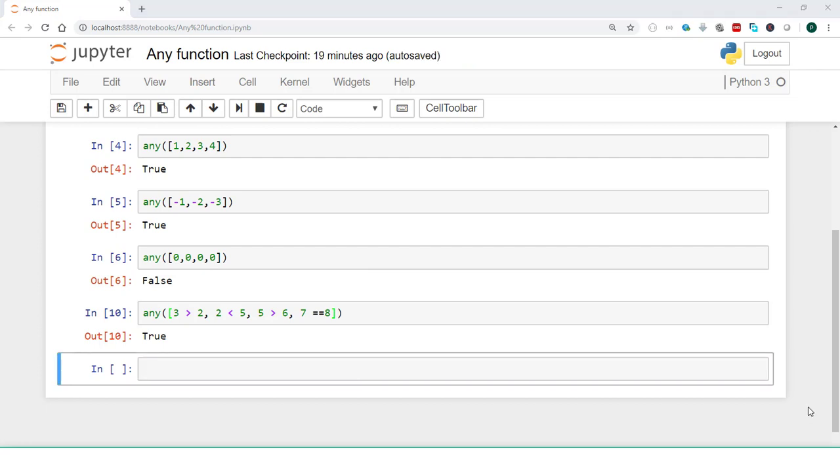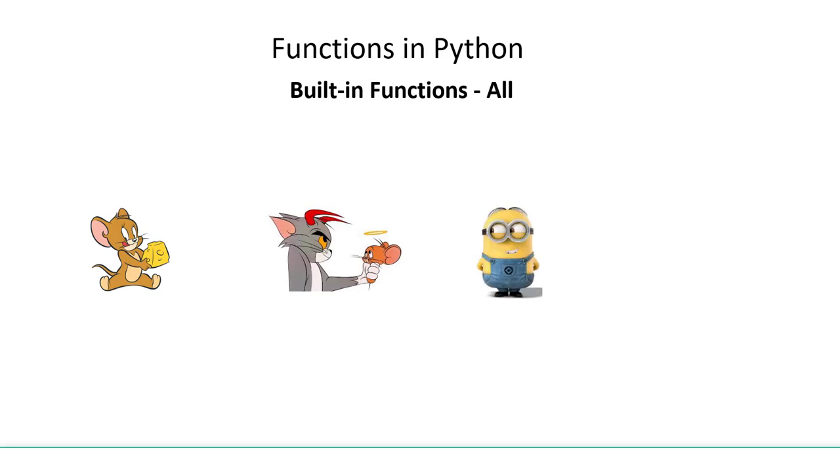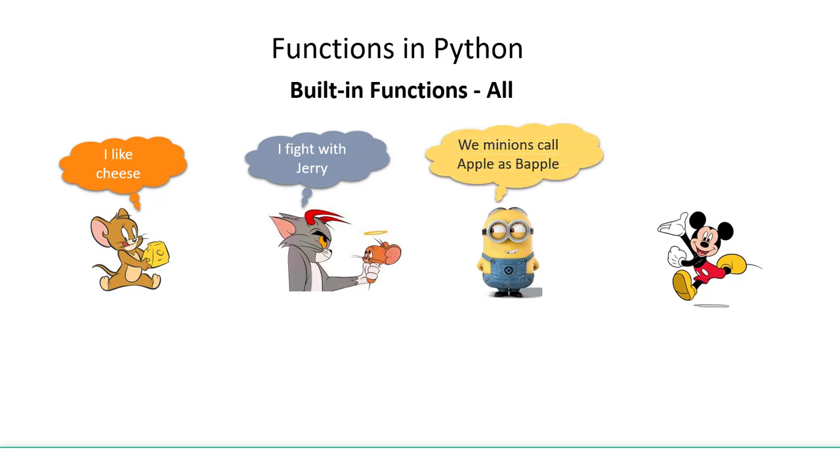With this knowledge on the any function, let us go back to our lectures and understand another function termed all in Python. We shall now take up the same example of Jerry having the cheese, Tom fighting with Jerry, Minion trying to speak something, and finally Mickey Mouse. This time, Jerry says that it likes cheese, and Tom also confirms that it fights with Jerry, and Minion says that they call apple as Bapple, and finally our Mickey Mouse says its name as Mickey Mouse.